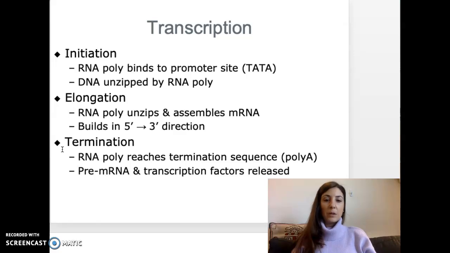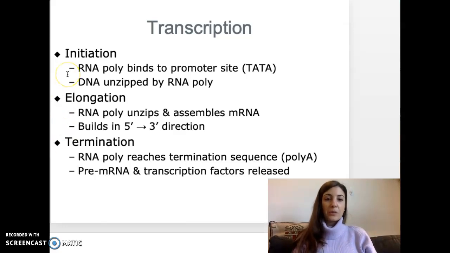So when we think about transcription, you're going to see initiation, elongation, termination. When we then move on to translation, you're going to see initiation of translation, elongation of translation, termination of translation. So on a test or in an assessment, please make sure if you use the term initiation, which process are you talking about? Transcription or translation?